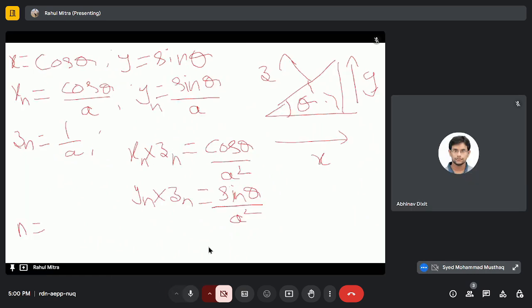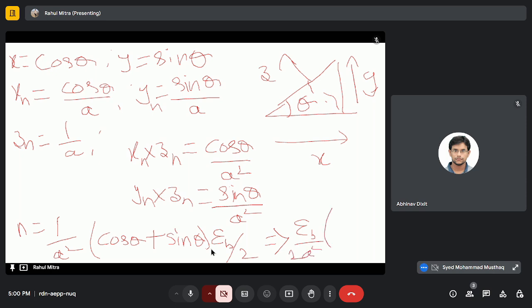The number of bonds that are broken, along the xz and yz axis, will be n equals 1 by a square times (cos theta plus sin theta) times the bond energy, that will be bond energy divided by 2, and this can be represented as bond energy divided by 2a square, times cos theta plus sin theta.